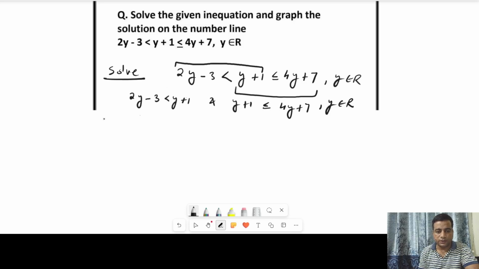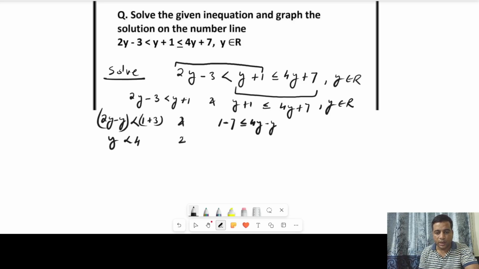Transpose this y towards left. So 2y minus y is less than, transpose minus 3 towards right, so 1 plus 3. And now transpose y towards right, so 4y minus y, transpose 7 towards left, 1 minus 7. So 2y minus y becomes y, which is less than 3 plus 1 is 4, and 1 minus 7 is minus 6, which is less than or equal to 4y minus y becomes 3y.